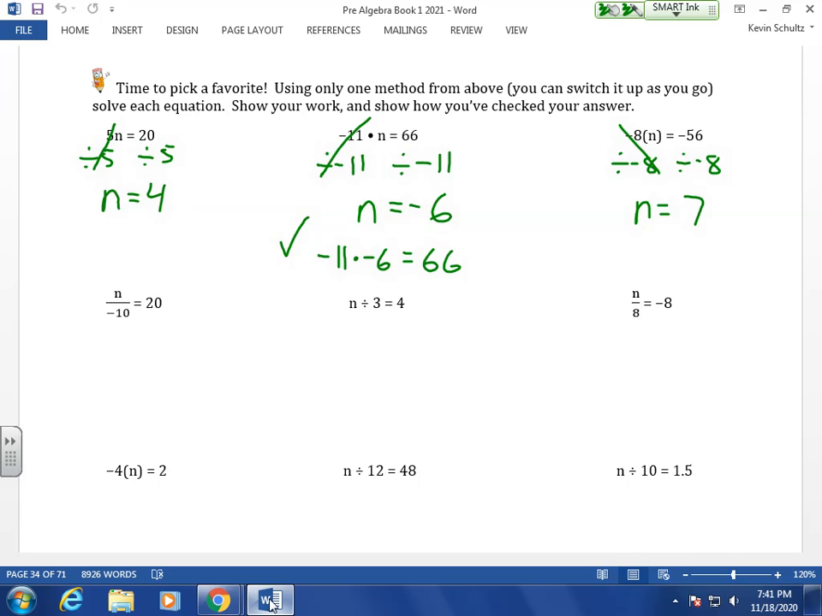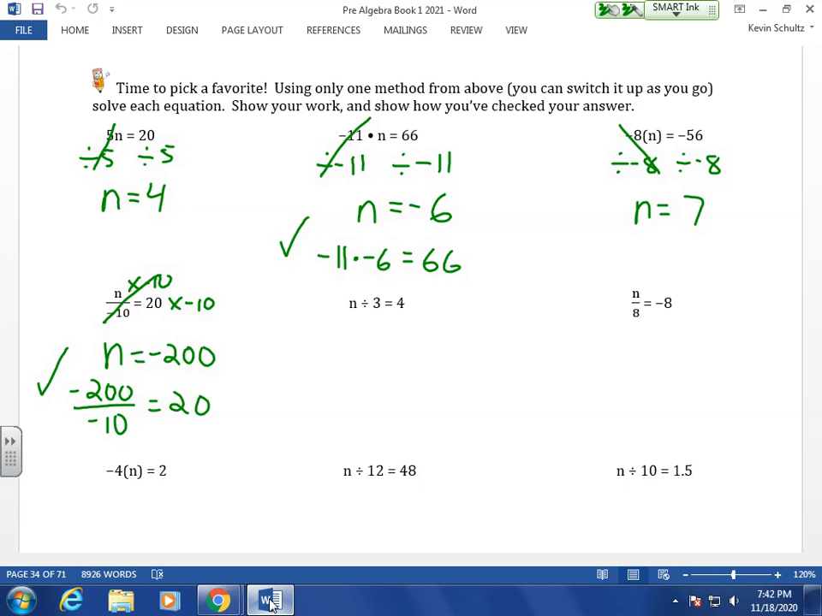PEMDAS, the M and D are on the same level because they're opposites, multiplication, division. So to undo dividing by negative 10, we're going to multiply both sides by negative 10. N is by itself, and 20 times negative 10 is negative 200. We could check that. Does negative 200 divided by negative 10 equal a positive 20? Yes, it does.